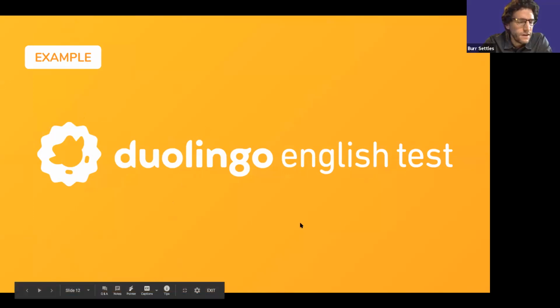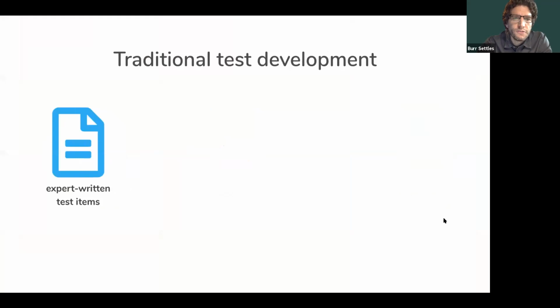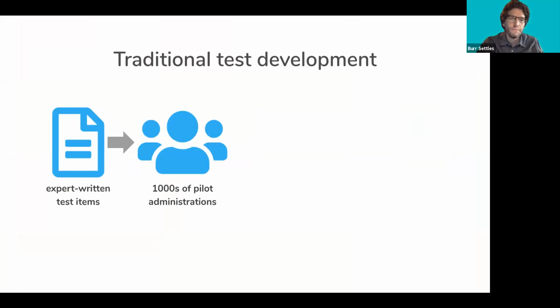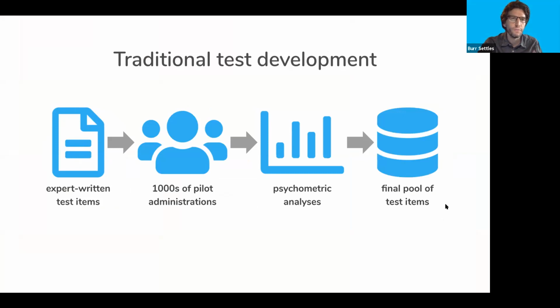Thank you, Alina. I'll walk through this as an example of some of the principles that Alina was talking about. In traditional test development, what normally happens is you have a bunch of domain experts write a bunch of test items, then you administer thousands of pilot administrations to, hopefully, subjects who fit the target demographic for the test, and perform psychometric analyses to get item fits. This ultimately determines the pool of test items, be it a fixed-form test or a computer adaptive test.